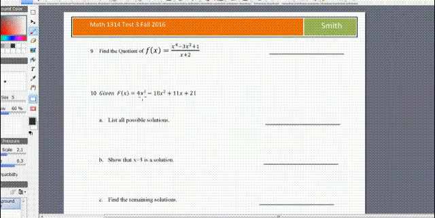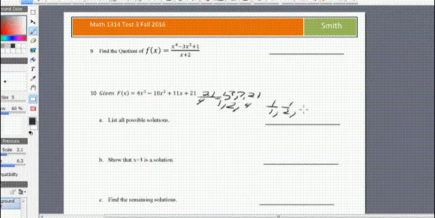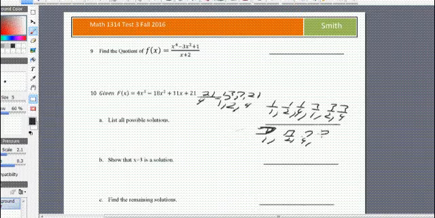This one says list all possibilities, P's and Q's, 21 over 4. You know the factors of 21 are 1, 3, 7, 21, and of 4 are 1, 2, 4. So your answer is going to be 1 over 1, 1 over 2, 1 over 4, 3 over 1, 3 over 2, 3 over 4, 7 over 1, 7 over 2, 7 over 4, 21 over 1, 21 over 2, and 21 over 4.